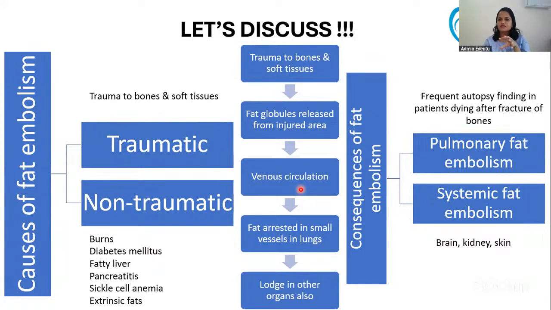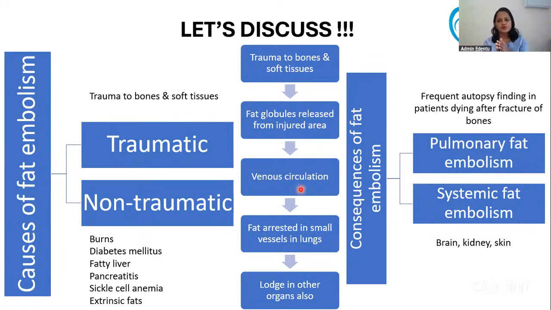But sometimes adipose tissue can also act as an emboli and get lodged in the blood vessels, and that is called fat tissue embolism. So there is a difference between fat embolism and fat tissue embolism. In fat embolism, just fat globules will be there. Fat tissue embolism mainly involves adipose tissue. So you should know the difference between the two.